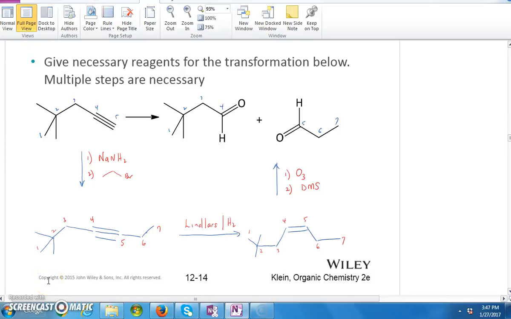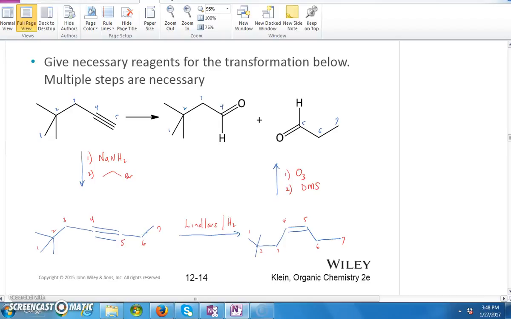So let's look at this quick example. There are two questions you have to ask yourself every time you want to do a synthesis problem. First of all, is there any change in the carbon skeleton? In this case, we began with a total of 7 carbons, but now we have a total of 9. So that means 2 additional carbons have been added.